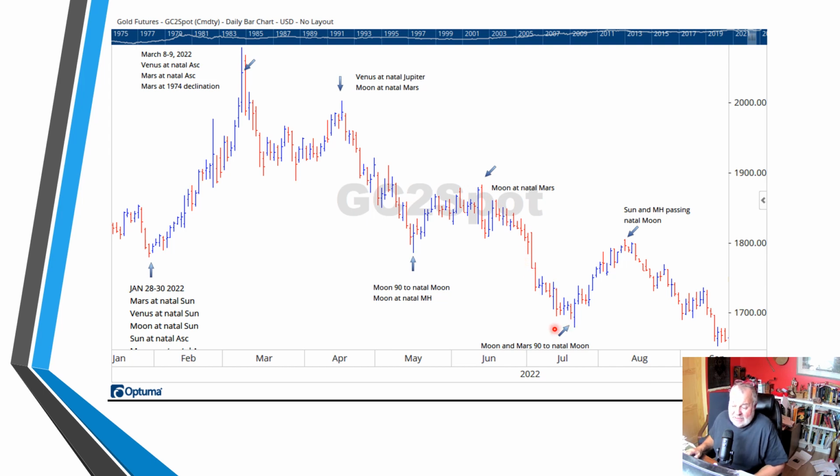Now you're getting down to $1,700 an ounce. Finds a little bit of support with Moon and Mars both being 90 degrees to natal Moon. Price rallies into August of 2022. You had Sun and the midheaven passing the natal Moon. Again, triggers an emotional response, and down we go again.